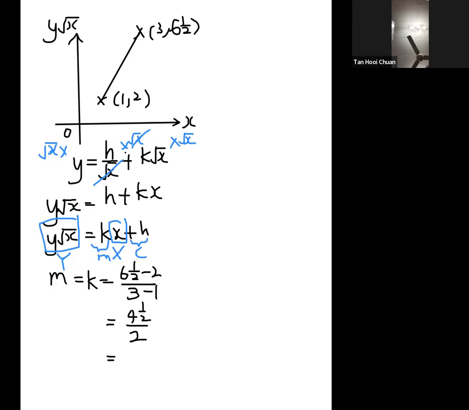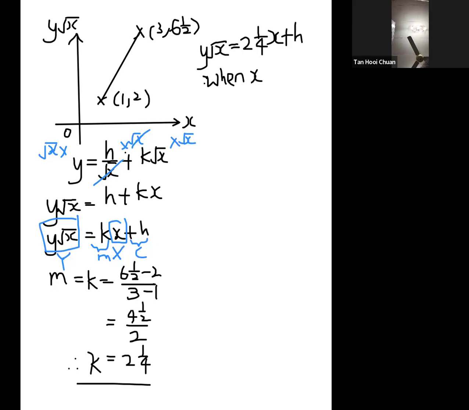This one is 8. That's how I give you the answer, what is it? 2 1/4. How about the h? Oh, no problem. You get the k is 2 1/4. Then x plus h. Then you sub in again, when x equal to 1, y equal to 2. Where do you get these two from? From here. Here 2 is here. Here 1 is here.